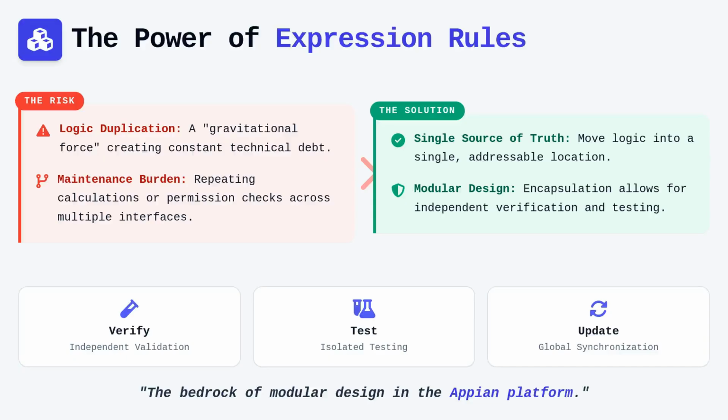In any non-trivial software system, the tendency for logic to duplicate itself is a constant gravitational force that leads to technical debt. If you find yourself writing the same expression, such as a complex calculation for a currency conversion or a specific user permission check, in multiple interface files, you have already created a maintenance burden.